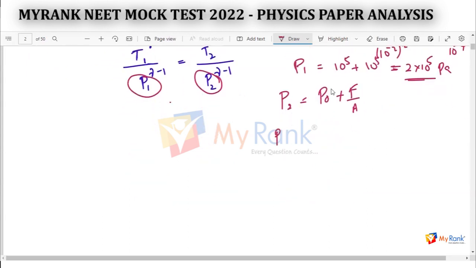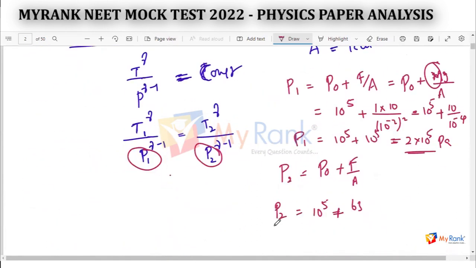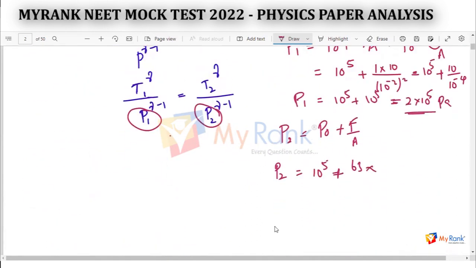So P2 is nothing but P0, which doesn't change, it's 10^5 only, plus mg by A. Mass, how much should you take, students? You should take 63, because 62 plus 1. 62 kg is the block mass and 1 kg is the piston mass. The g value is 10, students, and the area will be the same, 10^-4. So altogether 10^5 plus 63 × 10^5, which is 1 × 10^5 and 63 × 10^5, so 64 × 10^5 pascals, right?